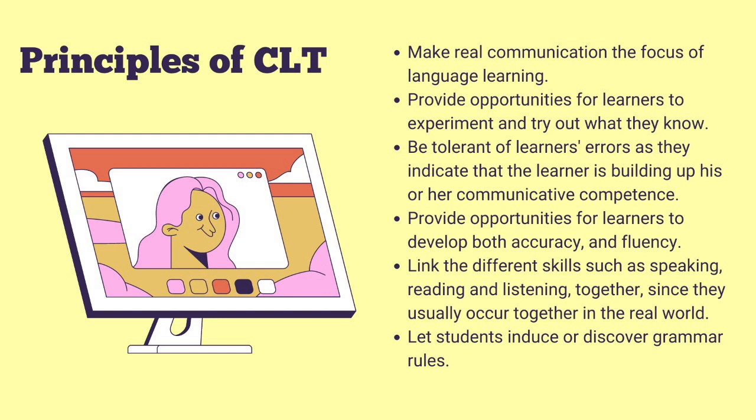Number one, make real communication the focus of language teaching. Number two, provide opportunities for learners to experiment and try out what they know. Number three, be tolerant of learners' errors as they indicate that the learner is building up his or her communicative competence. Number four, provide opportunities for learners to develop both accuracy and fluency. Number five, link the different skills such as speaking, reading, and listening together since they usually occur together in the real world. And number six, let students induce or discover grammar rules.